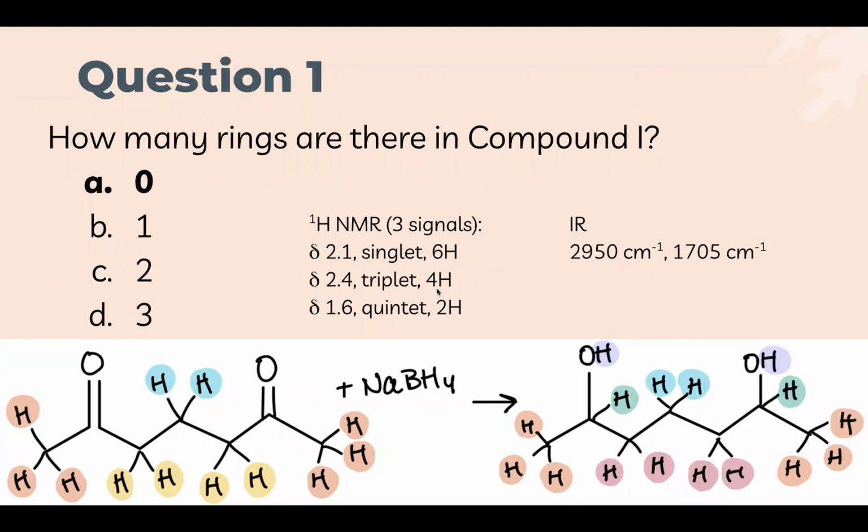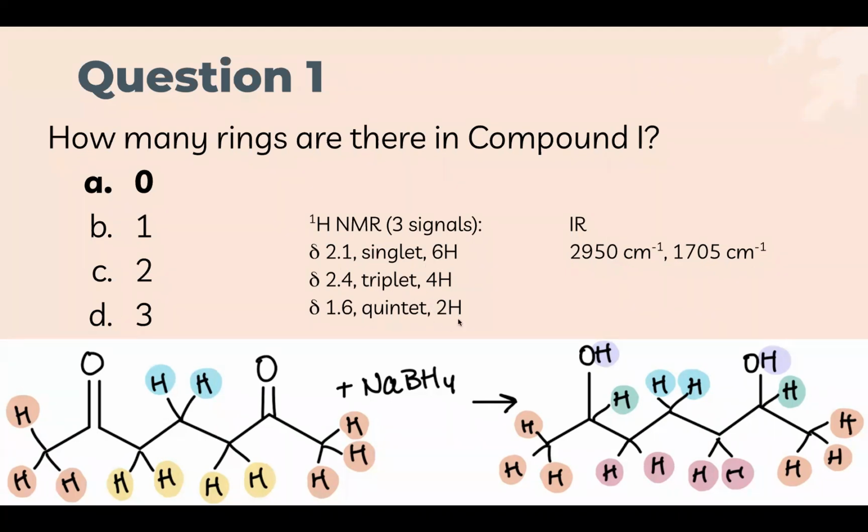So for the 4 hydrogens, they have a triplet, meaning that 4 hydrogens have 2 neighbors. So if we look at the structure again, we have 1, 2, 3, 4 hydrogens in yellow. These hydrogens are in the same chemical environment because they have the same neighbors, and they have 2 neighbors, which are these 2 hydrogens here. So that corresponds to this.